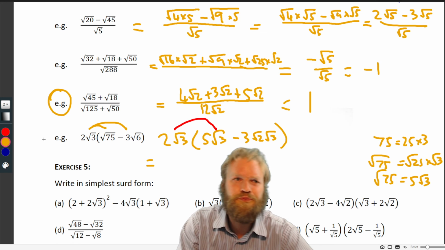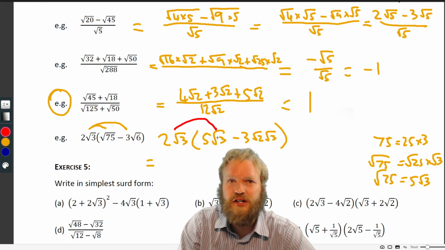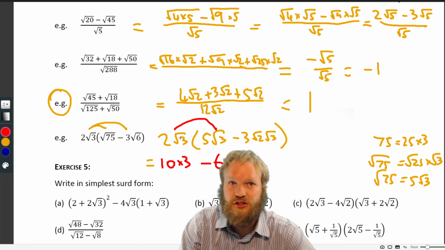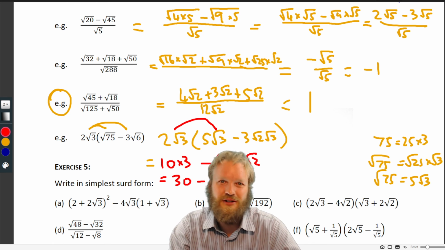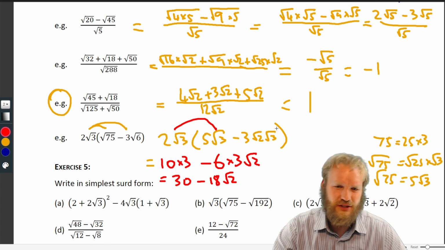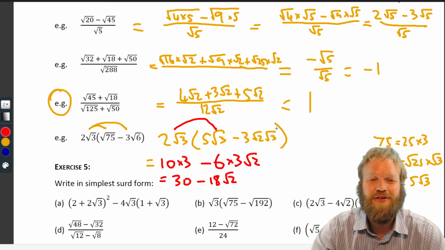Sound okay? Okay, so 2 square root 3 times 5 square root 3. 2 times 5 is 10. Square root 3 times square root 3 is 3. Minus, that's that minus. 2 times 3 is 6. Square root 3 times square root 3 is 3. Times square root 2 equals 30 minus 6 times 3, 18 root 2. It's still got surds in it, but, you know, it's something.